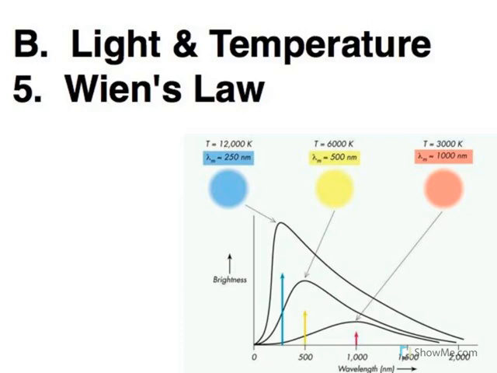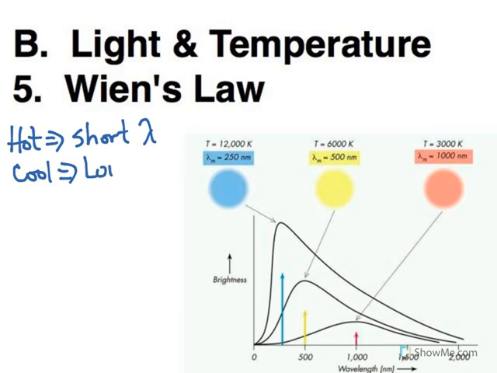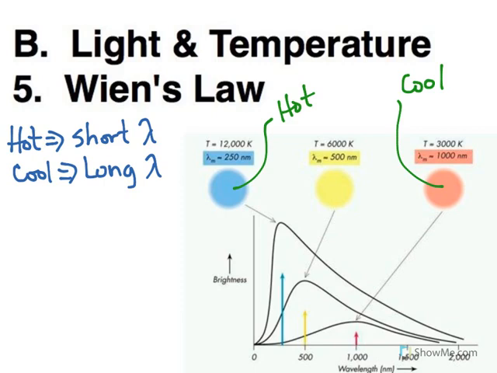Wien's law. We have seen already the idea that hot objects produce light that has a short wavelength, and cool objects produce light with a long wavelength. And so, conceptually, we can look at something that's blue and know that's hot, or look at something that's red and know that that's cool. But what Wien's law allows us to do is to actually calculate the temperature rather than this very generic hot versus cool comparison.